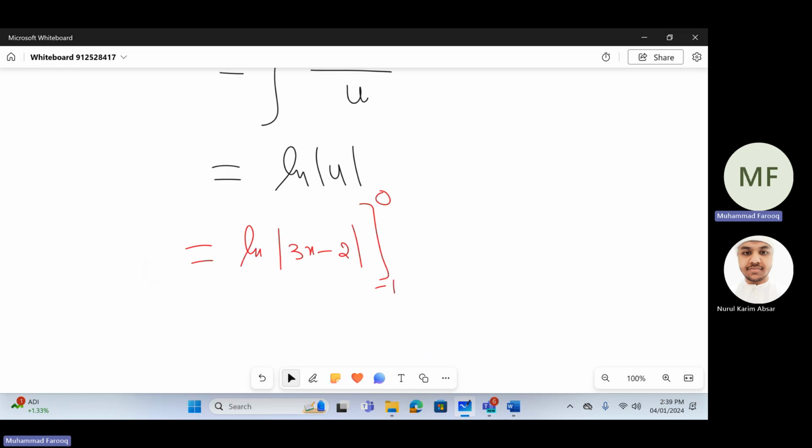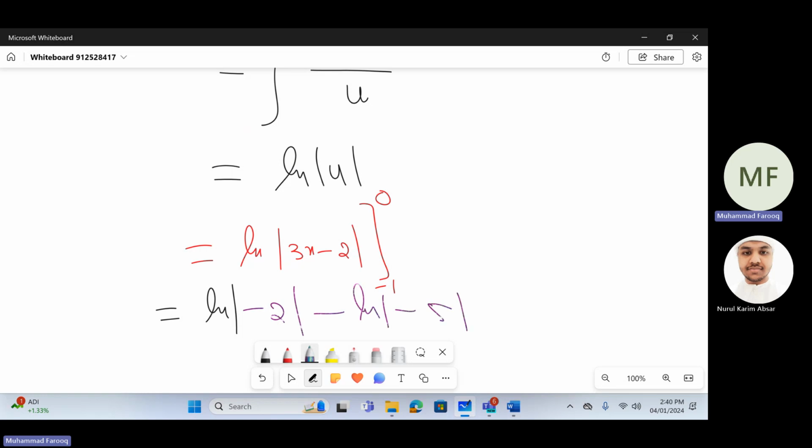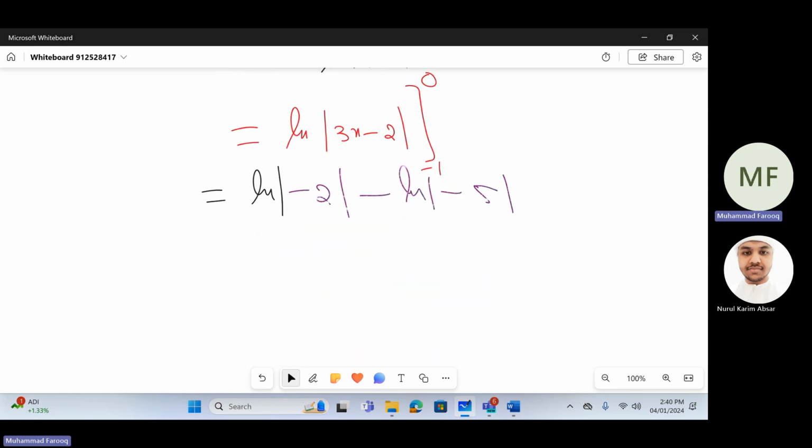So now, as we get the answer, upper limit in the answer minus lower limit in the answer. So we have now ln absolute value of 3 times the upper limit, how much? 0. So 3 times 0 is 0, minus 2, absolute value. Am I right? Minus, because the rule is upper limit minus lower limit. Okay, so ln, again, 3 times minus 1 is minus 3. Minus 3 minus 2 is minus 1.